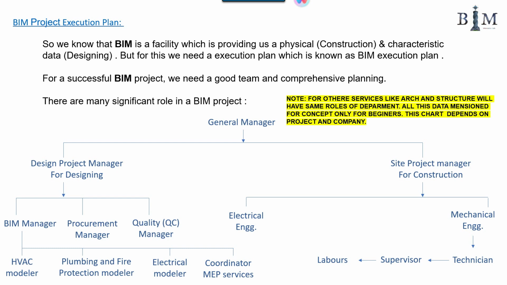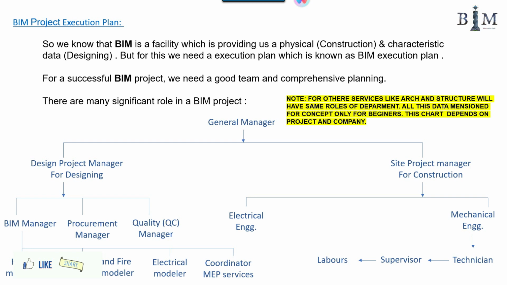There are many significant roles in a BIM project like general manager who leads the project and who is the main person. Under the general manager we have design project manager who is handling the designing and site project manager who is controlling the construction team. Under the design project manager we have BIM manager, procurement manager and quantity survey manager.